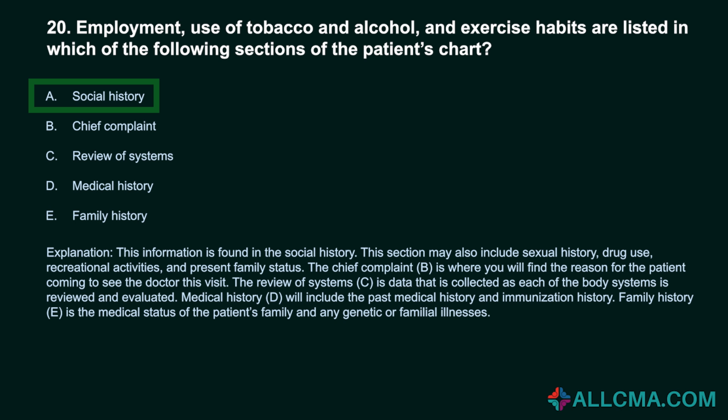This information is found in the social history. This section may also include sexual history, drug use, recreational activities, and present family status. The chief complaint, B, is where you will find the reason for the patient coming to see the doctor this visit. The review of systems, C, is data that is collected as each of the body systems is reviewed and evaluated. Medical history, D, will include the past medical history and immunization history. Family history, E, is the medical status of the patient's family and any genetic or familial illnesses.